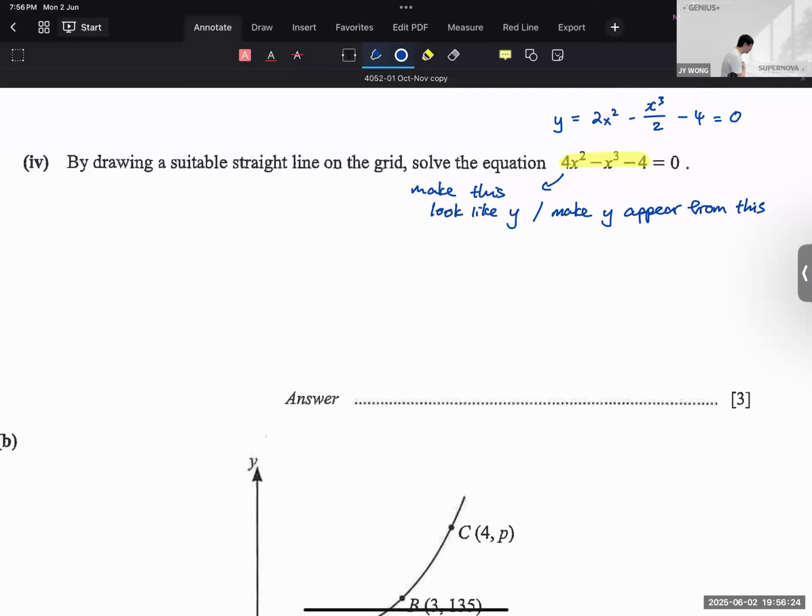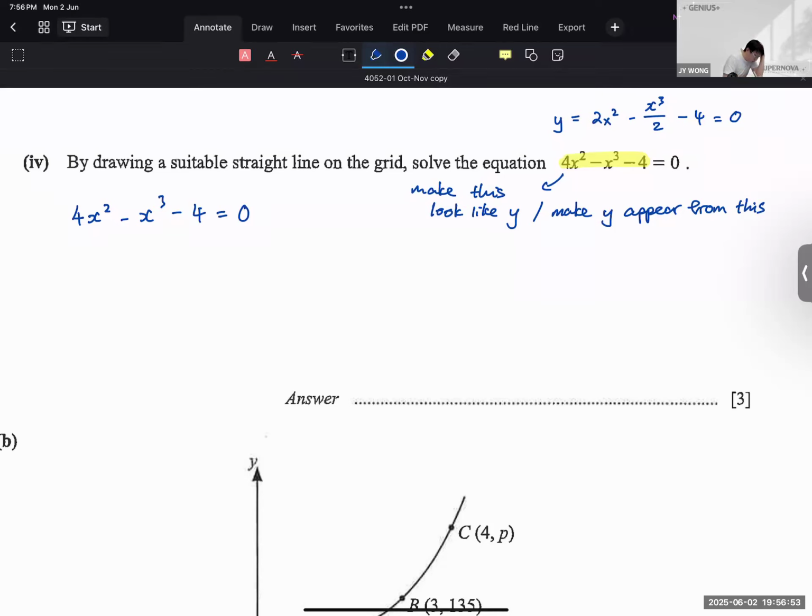So that's why I said the previous question, I don't think you needed to draw the line, because if you realize they never say by drawing the line, right? They only ask you to explain. So I think if you just explain that there's only one intersection, I think it's acceptable. But anyway, I will have just drawn the line. Now, Ashwin, how to make this look like y? Or rather, how to make y appear from here? So I start off with this equation, right? How do I make y appear? Obviously, what's the first thing I need to do?